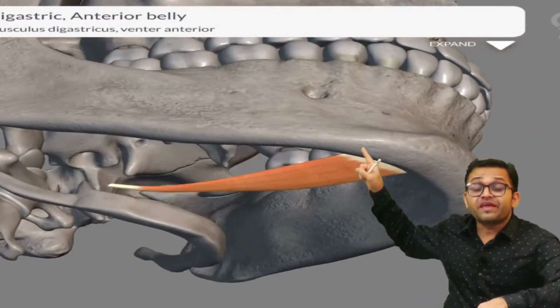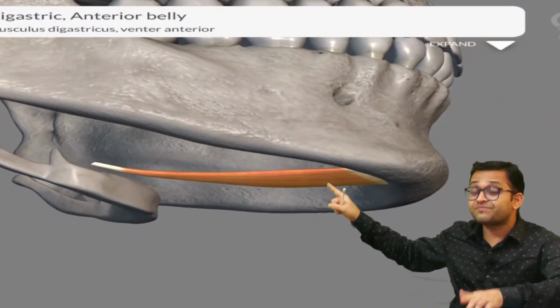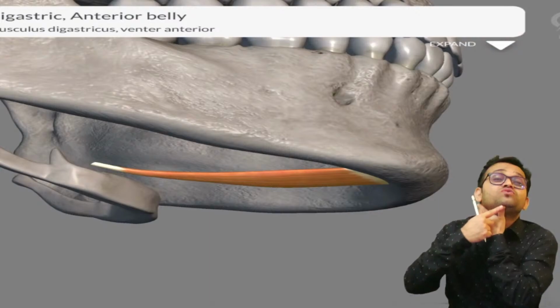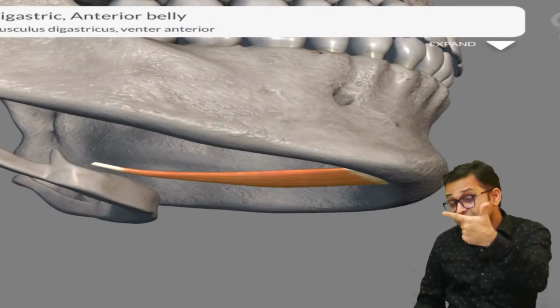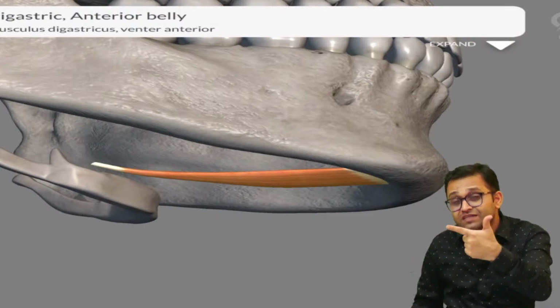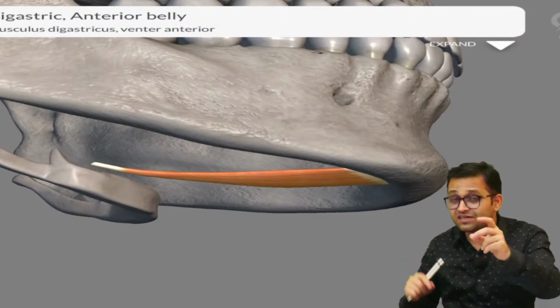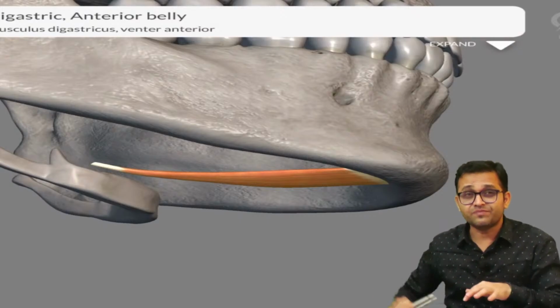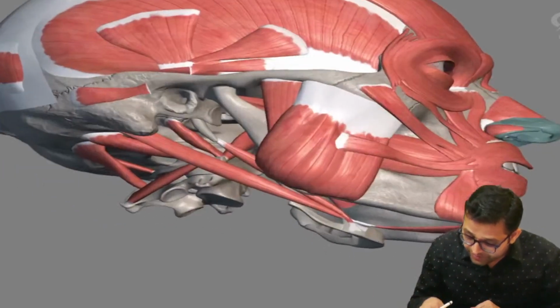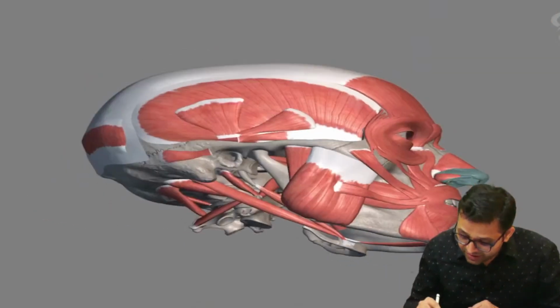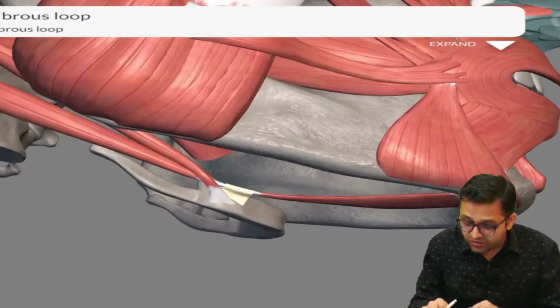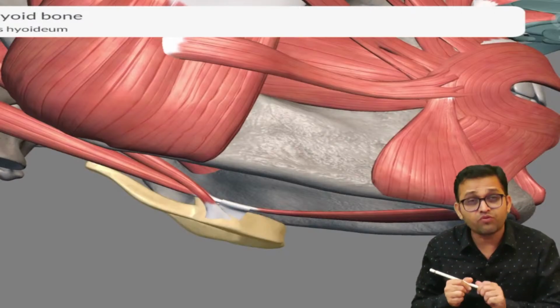Yes, this is the anterior belly of digastric. Just put the hand in this way. The thumb is presenting the anterior belly and here is the posterior belly. This muscle has two bellies, so that's why it is known as the digastric. Di means two, gastric means belly. Both are attached here, to one fibrous pulley just above the hyoid bone.